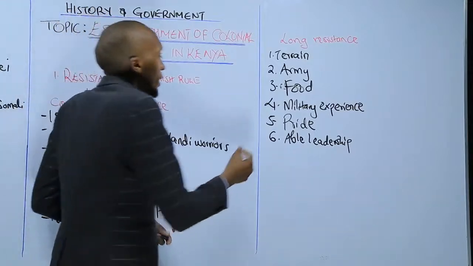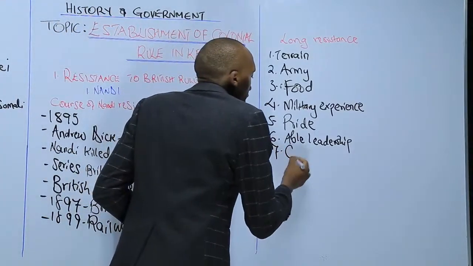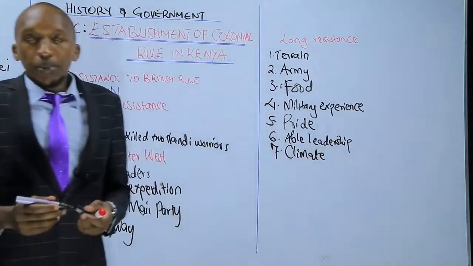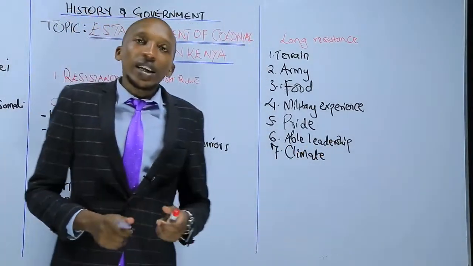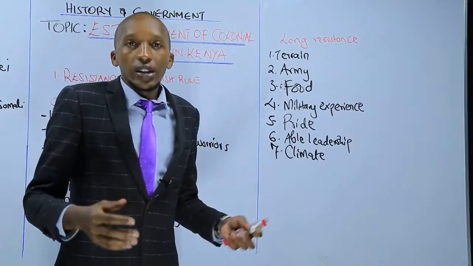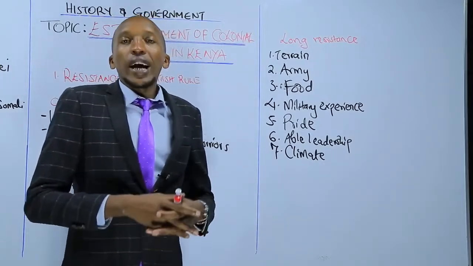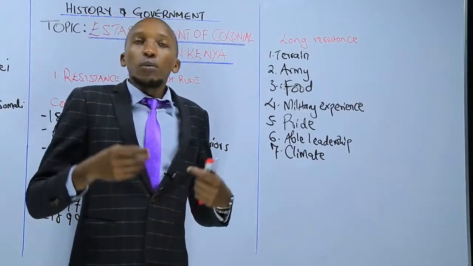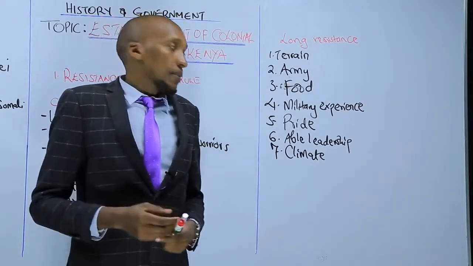And then lastly, the climate was to their advantage. The cold climate, the British could not withstand the climate in the Rift Valley. So that gave the Nandi a comparative advantage over the British.